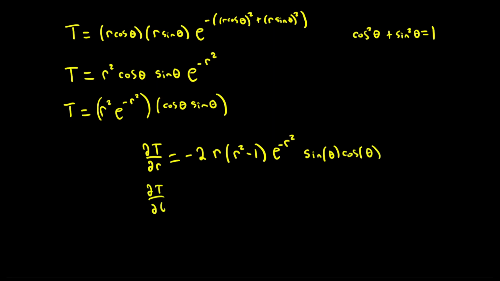dt d theta is going to be r squared times e to the negative r squared times cosine squared theta minus sine squared theta.